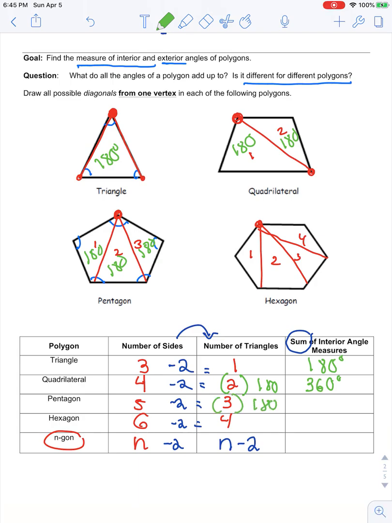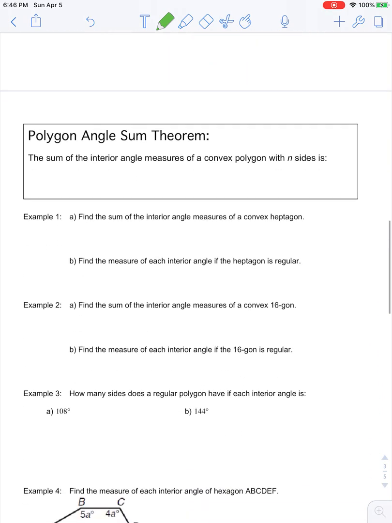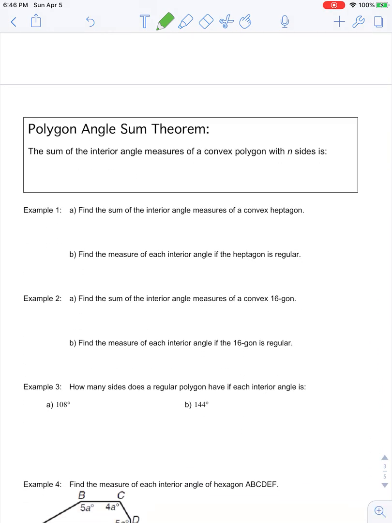In a pentagon, if we multiply the three triangles by 180, that's 540 degrees. In a hexagon, if we multiply the four triangles times 180, that's a total of 720 degrees. And finally, in an n-sided figure, we'll do n minus 2 times 180 to come up with the total sum of the interior angles. So that leads us to our first formula, the polygon angle sum theorem.